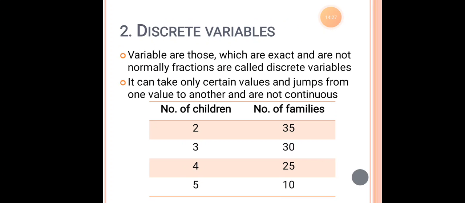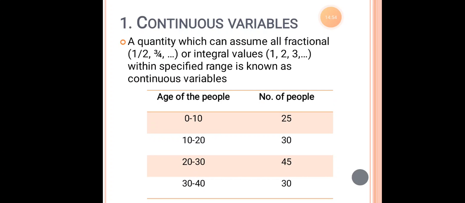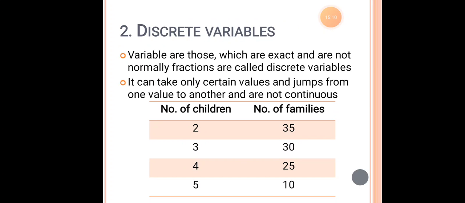Now I come to the discrete variables. Discrete variables are those which are exact, where there is no continuity in the variable, which are exact in number and are not normally fractions. As you can see in the example, there are number of children and number of families. I have taken here the exact numbers, say 2, 3, 4 and 5. But for the continuous variable, I was taking a ranging number from 0 to 10 or 10 to 20. You can even take 10 to 15, you can even take 10 to 11, anything. But under a continuous variable there should not be an exact value as we have under the discrete variable.